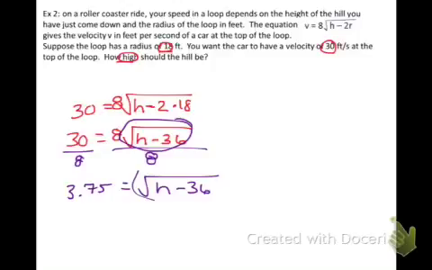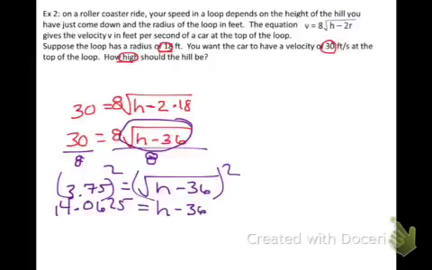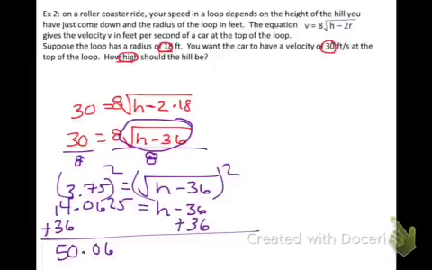And now we can get rid of the square root sign, so we're going to square it. So it's going to be 14.0625 equals h minus 36. Now we find out how high the height needs to be, so I'm going to add 36 to both sides. Remember to line up your decimals. So it's going to be 50.0625 equals h. And there's your answer.